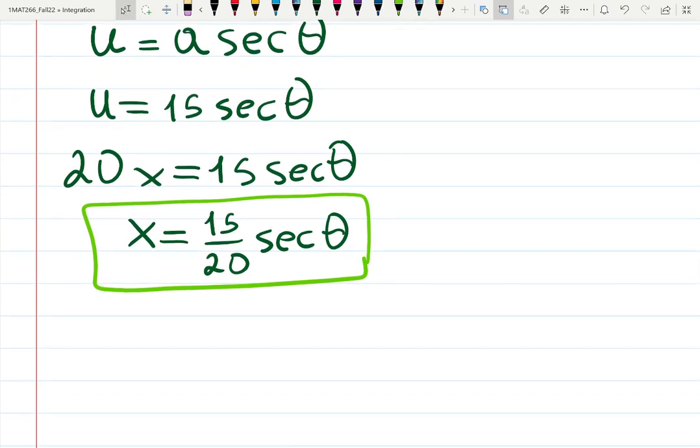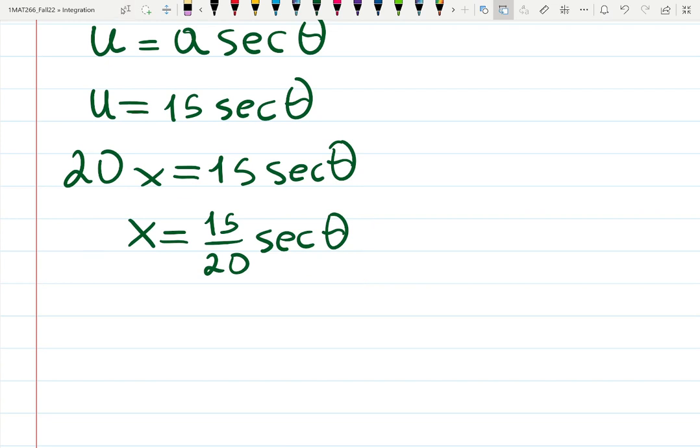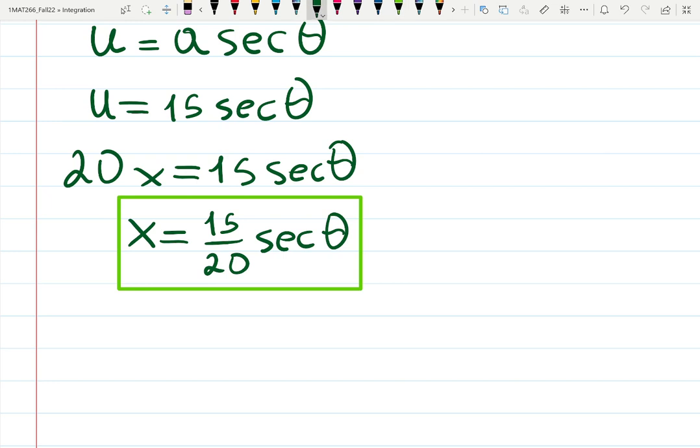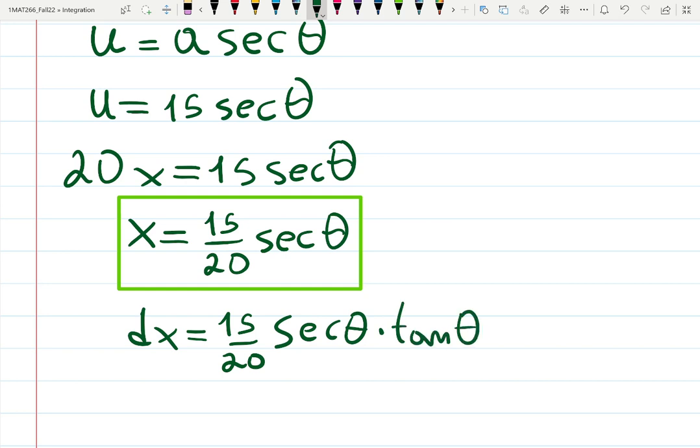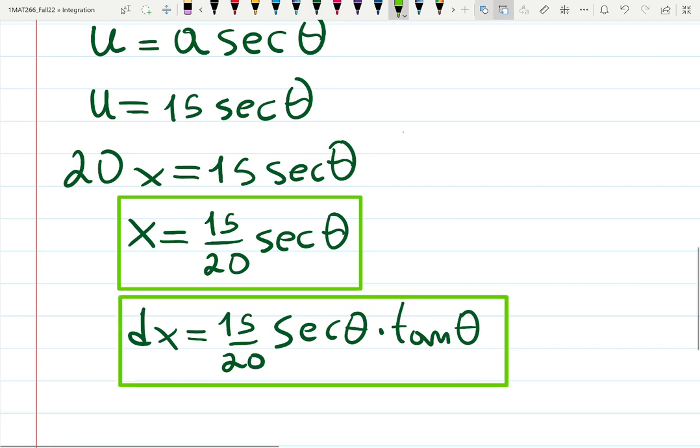Since we have x, let's find dx, because we need it for the integral too. Dx will be 15 over 20, which we could simplify, but let's not do it now. What is derivative of secant? Secant tangent. So remember, derivative of tangent is secant squared. Derivative of secant likes itself, so it's secant tangent. It copies itself. And then tangent. So these things we're going to be plugging into the integral. That's going to be the most important part.